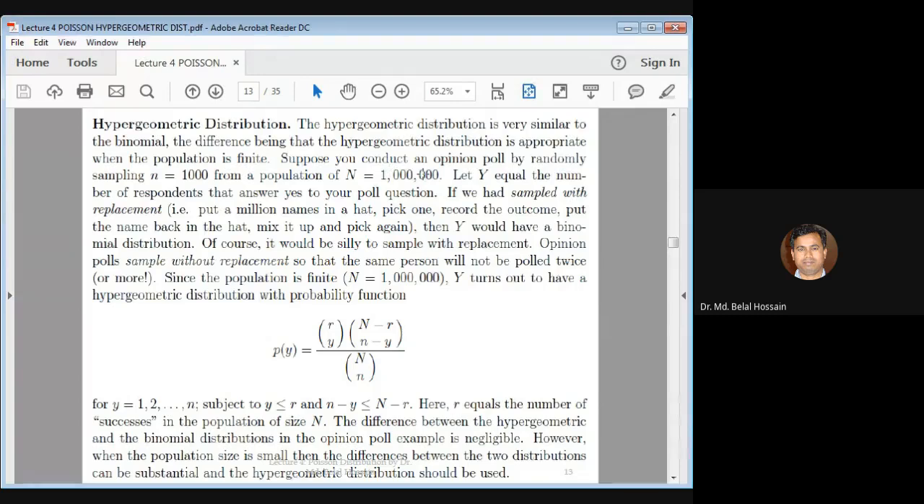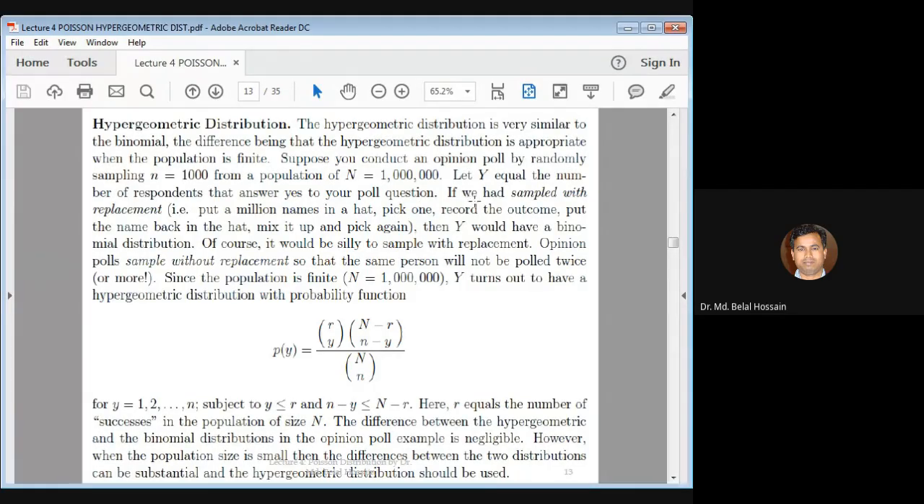Suppose you conduct an opinion poll by randomly sampling n equals 100 from a population of capital N equals 1 million, 10 lakhs. This small n is the sample size, and this capital N is the population size. Let Y equal the number of respondents that answer yes to the polling question.